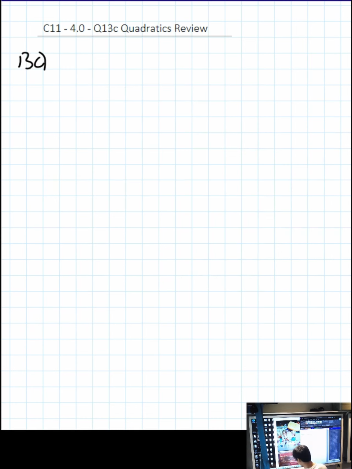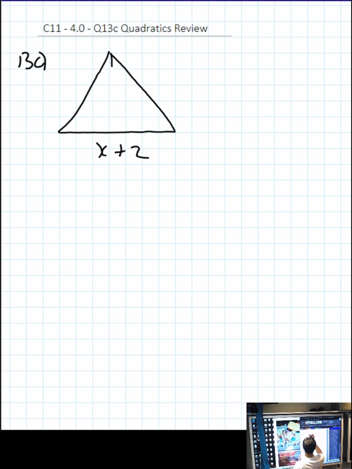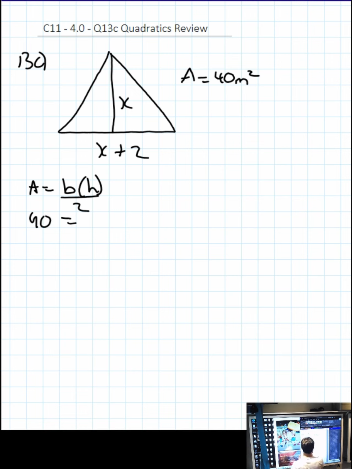Okay. All right. So we have 13C. So we have a scalene triangle with a base of x plus 2 and a height of x, and off to the right, an area A equals 40 meters squared. So back to the left on the margin, our formula for area of a triangle is A equals base times height over 2, and we can substitute. On the left-hand side, we can say 40 equals x plus 2 times x, all over 2. So we can start by timesing both sides by 2. So we can cross off the 2s on the right.